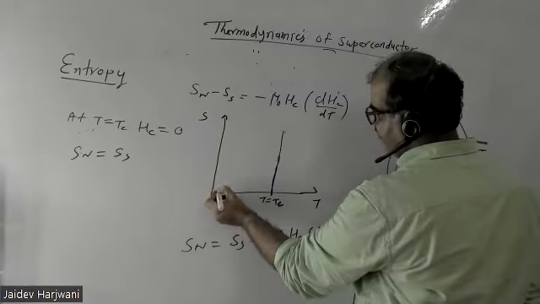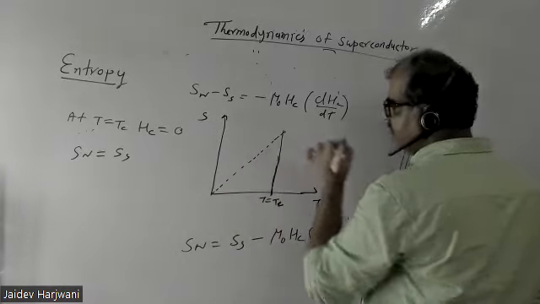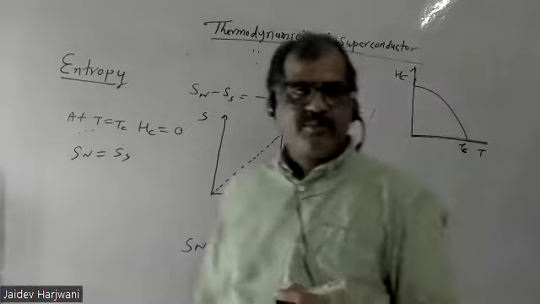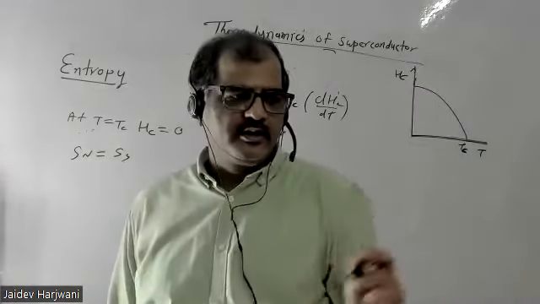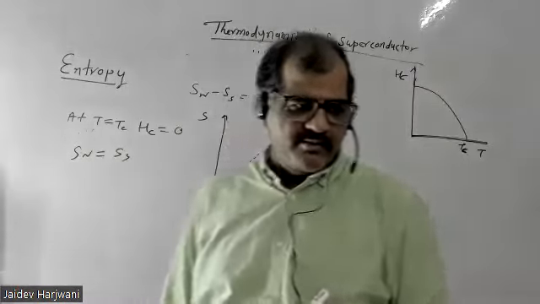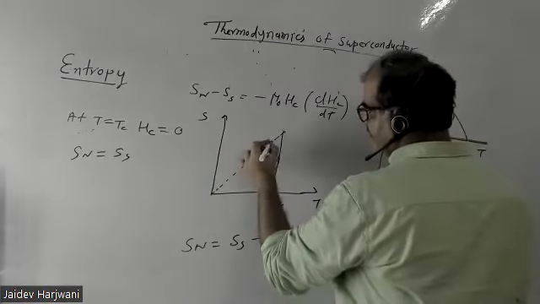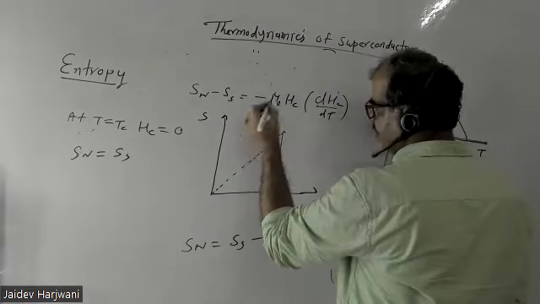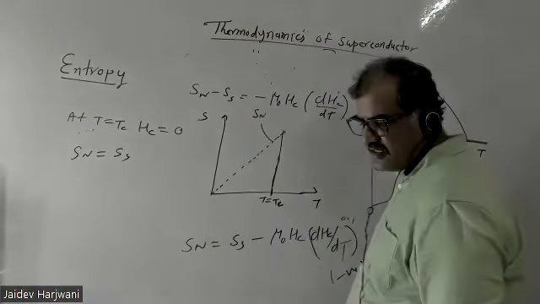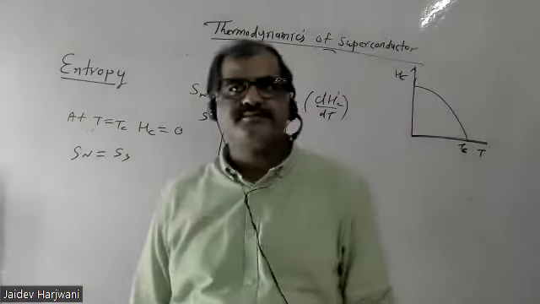Now if I draw this, at T equal to 0, what will the entropy be? Zero, by the third law of thermodynamics. Now this is your entropy of the normal state. This is linearly decreasing. Why is it linearly decreasing?